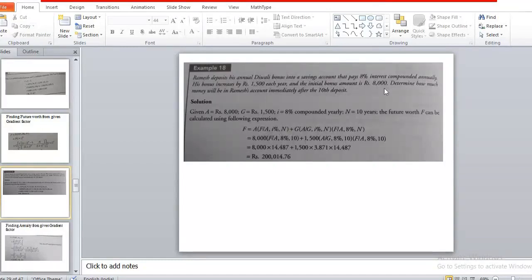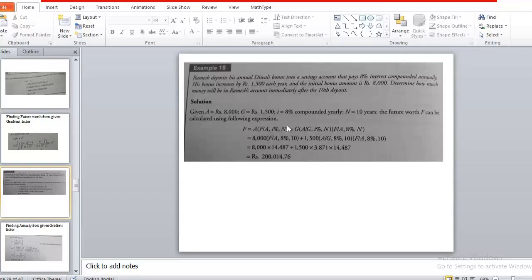So this total future value is a summation of the future value from the annuity value of 8,000 each year plus the gradient value of 1,500 each year. So this total value F is a summation of the future value for this 8,000 and for this 1,500 gradient value. So these are the two terms.